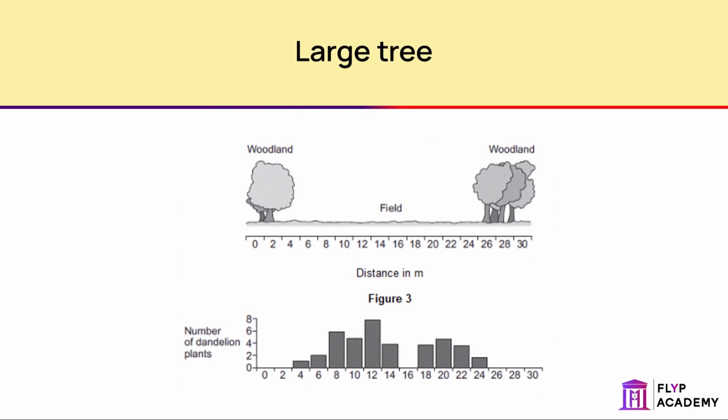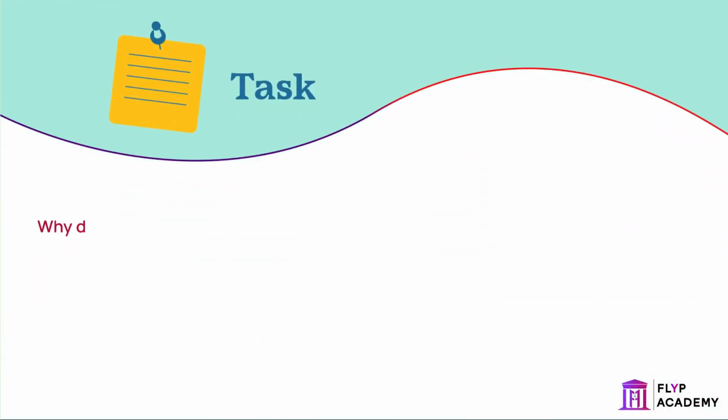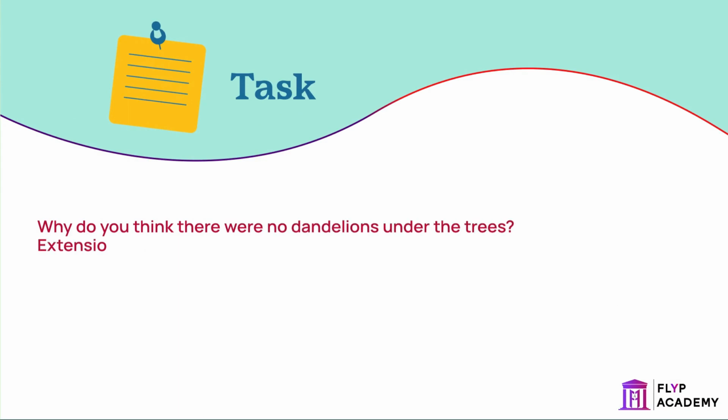An example of transect sampling would be investigating the distribution of dandelion plants across a field between two trees. These pictures from an exam question show how the transect was marked out between the two trees, and the results from placing a 1 metre squared quadrat every 2 metres. Task: why do you think there were no dandelions under the trees? Extension: why do you think there were no dandelions at 16 metres?